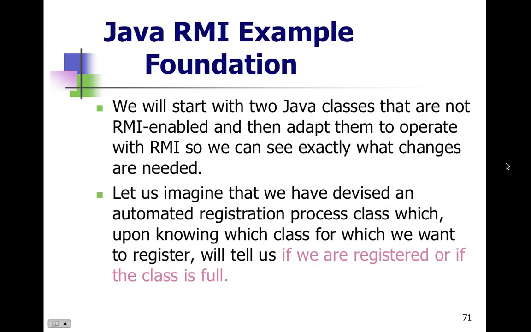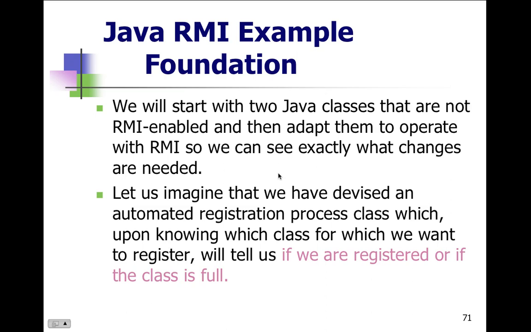Stuff like that. So we start with two Java classes that are not RMI enabled, and we're going to adapt them to operate with RMI, so you can see exactly what is needed. All these files are in the scode.zip file that you saw in the last lecture. In there we have the non-RMI program, and then we're going to convert it. I'll go through the slides for it, but I'll save the implementation for next time, otherwise we're never going to end today.